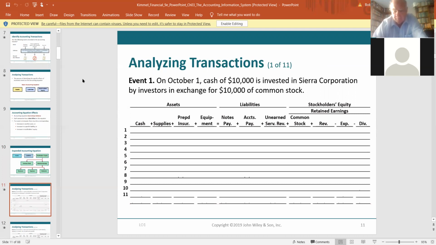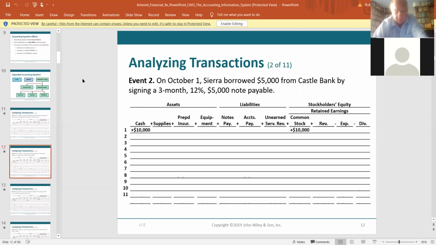So these people went out and they issued stock to the world. Look at our accounting equation. Cash went up, and so did common stock. Okay, we're still in balance. $10,000 equals 10,000. On October 1st, Sierra borrowed 5,000 from Castle Bank by signing a 3-year note payable.